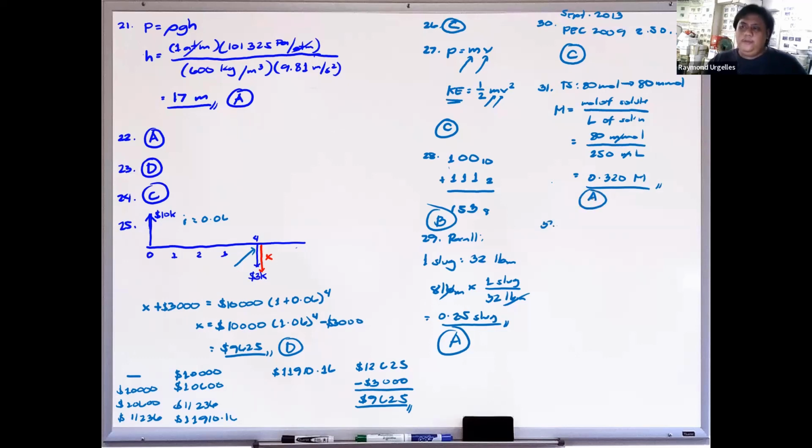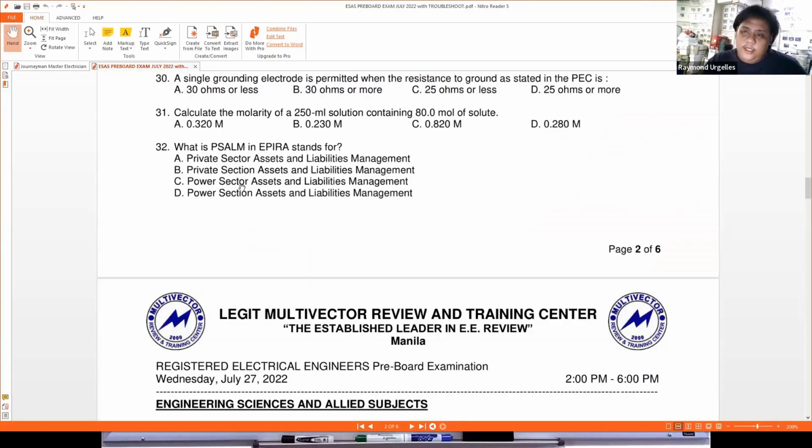So next, number 32. What is PSALM? You will find this in EPIRA, chapter 1, section 4, because section 4 contains the abbreviations used in EPIRA. So PSALM is Power Sector Assets and Liabilities Management. This is letter C.